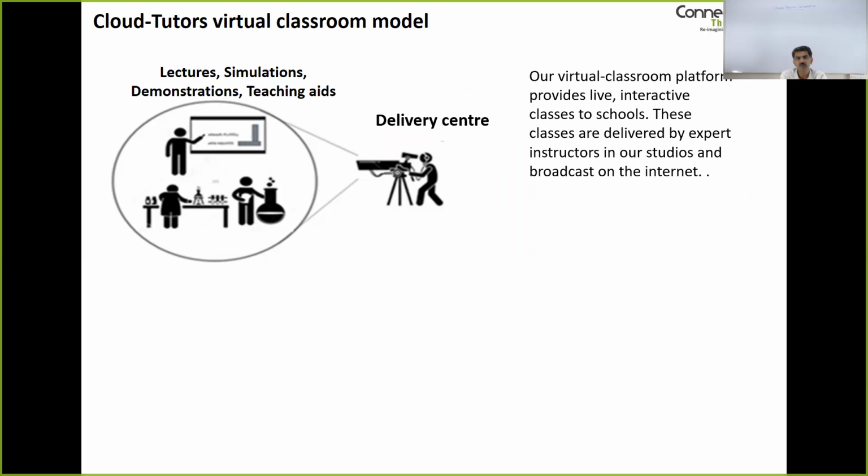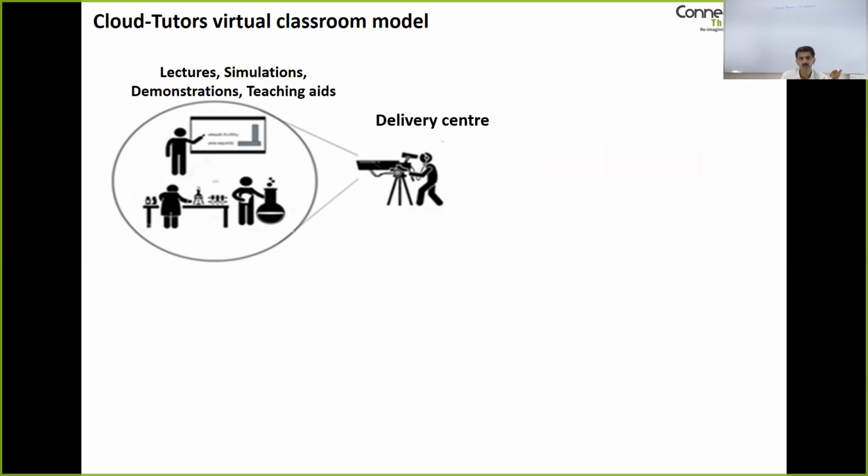Our classes consist of lectures, discussions, solving of practice questions and numerical problems. But a big part of our teaching methodology is also about showing demonstrations and experiments, computer simulations, and several other teaching aids, all of which become part of our teaching methodology. This is done in our delivery center here. These classes are broadcast live over the internet for all the schools to receive. And let us see how that happens.